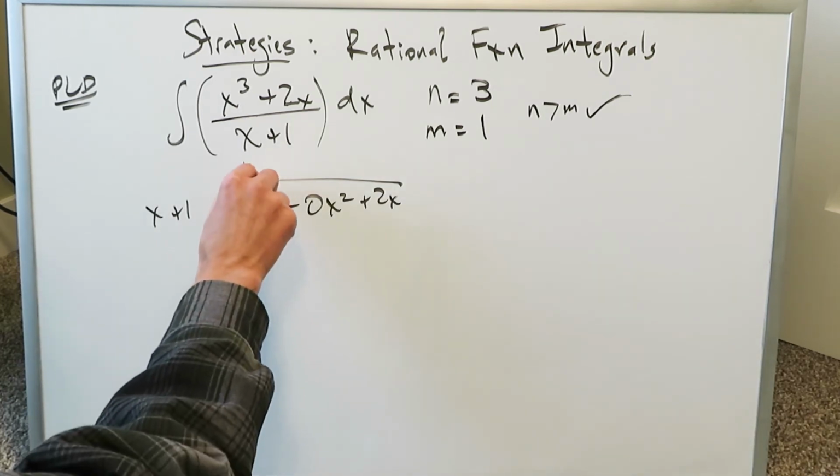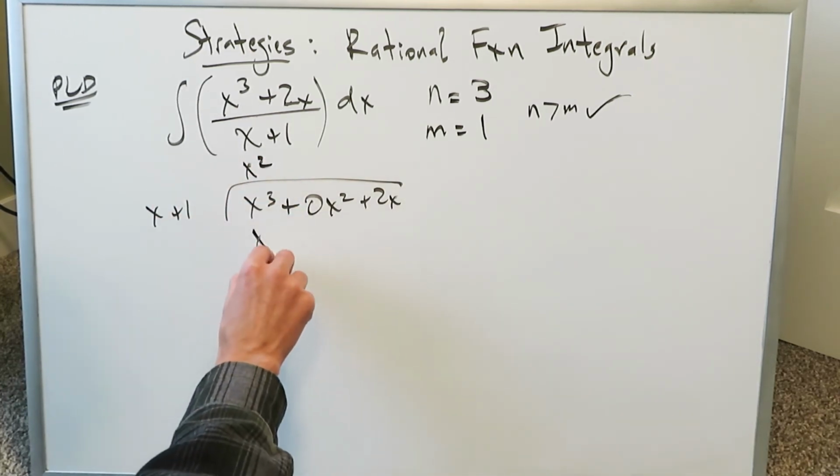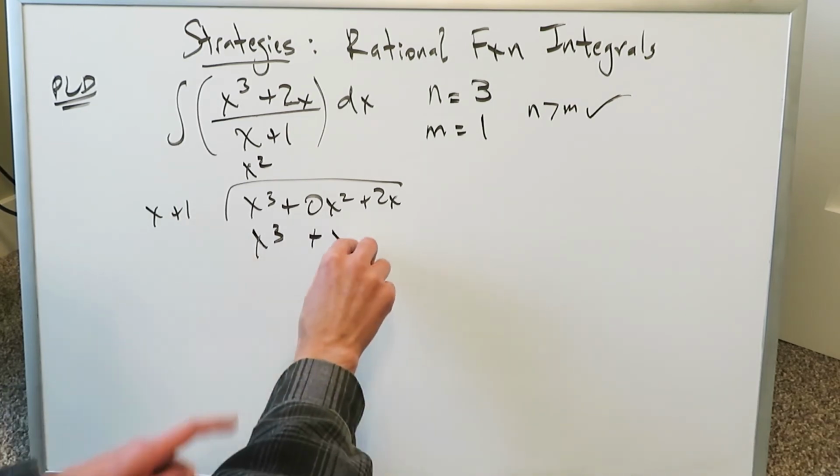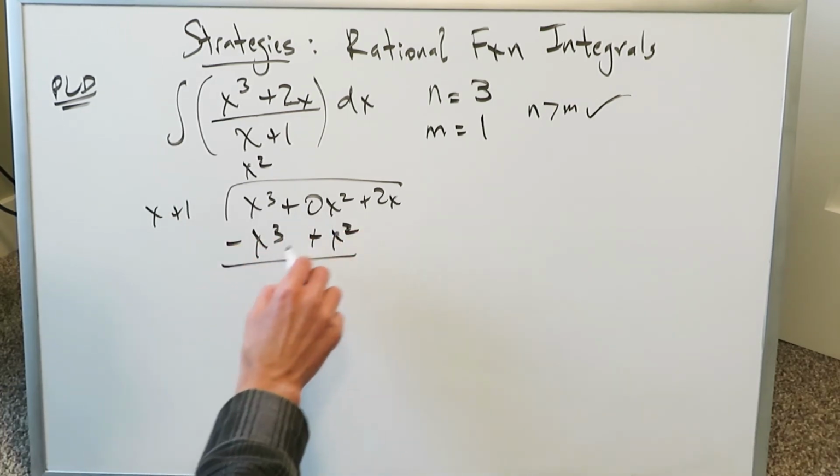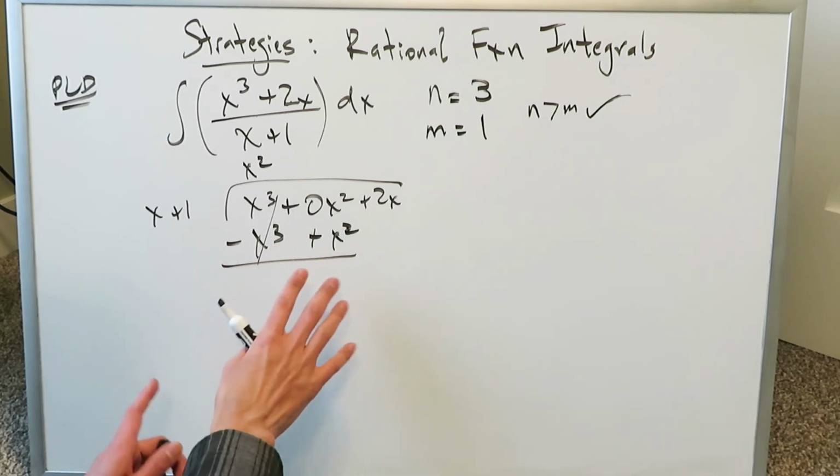X goes in x cubed, x squared times. You multiply it back. You'll have an x cubed and then here you'll have an x squared. When you subtract this, you'll get a 0 over here. When this zeroes out, you know you're on the right path.